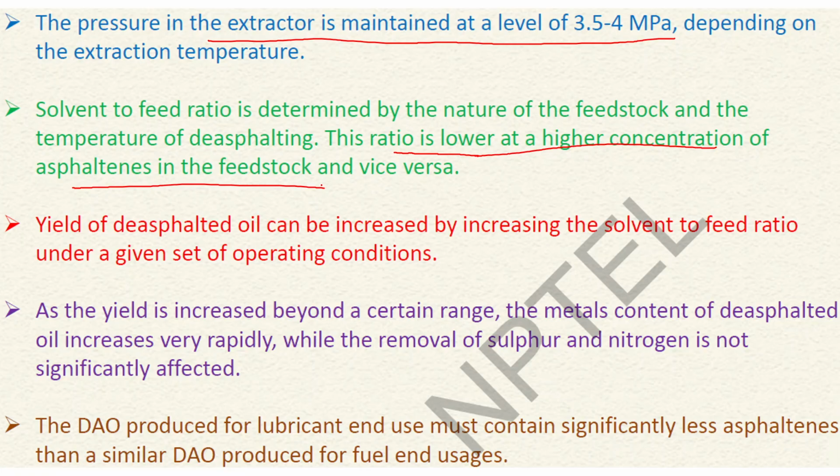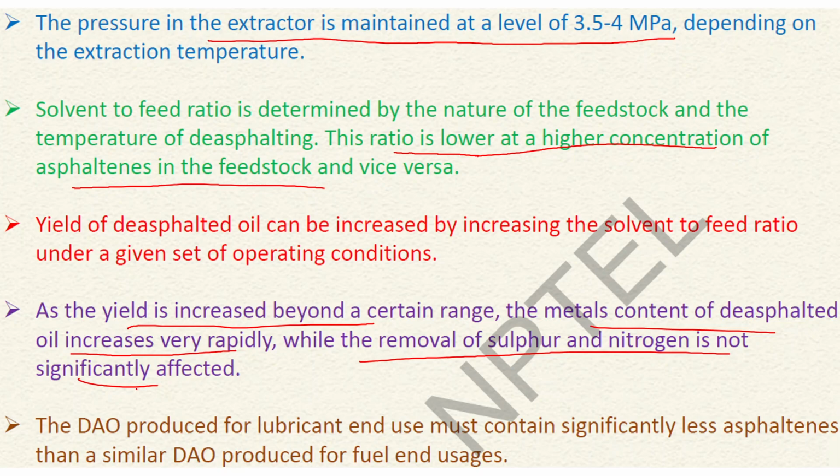The amount of solvent depends on the amount of oil present in the heavy residue. Okay, if the asphaltenes are less but the oil content in that residue is very large, then to dissolve that large amount of oil in the solvent, we need more solvent. So the solvent to feed ratio is taken more. The yield of deasphalted oil can be increased by increasing the solvent to feed ratio under a given set of operating conditions. If the yield is increased beyond a certain range, then the metal content of the deasphalted oil increases very rapidly, while the removal of sulfur and nitrogen is not significantly affected.